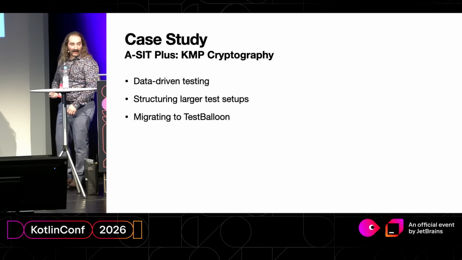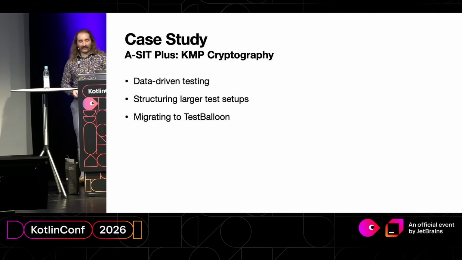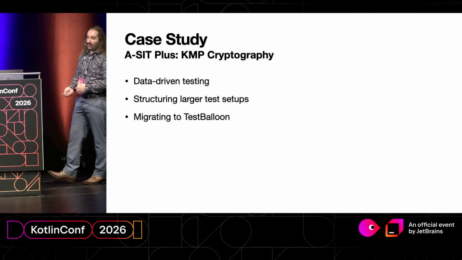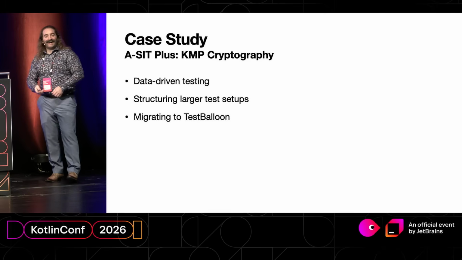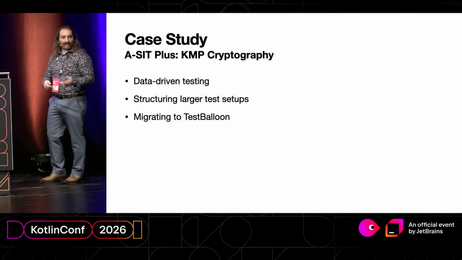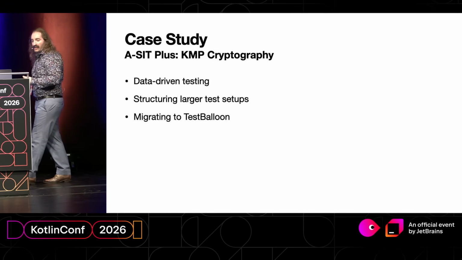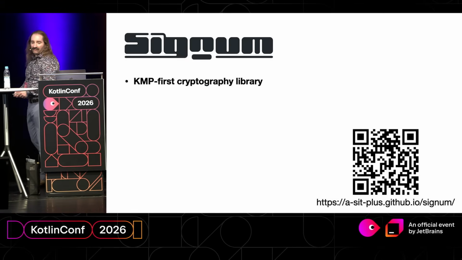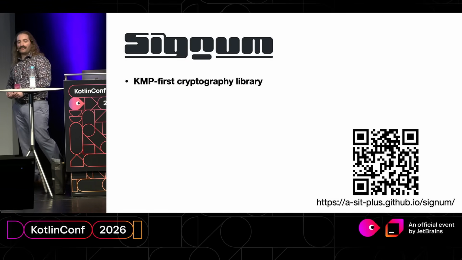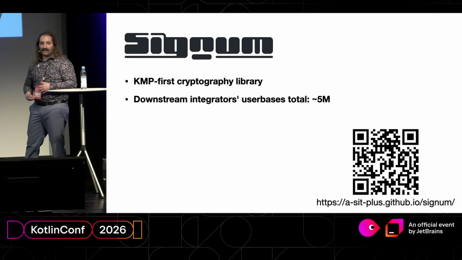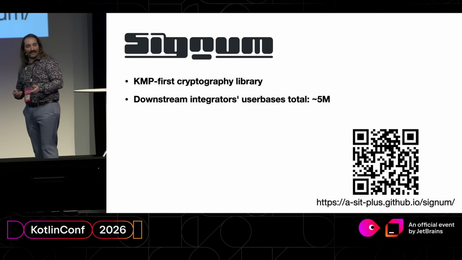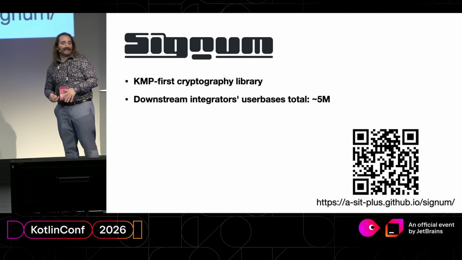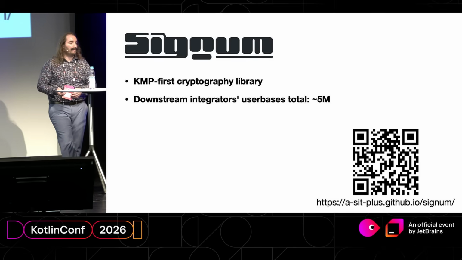So I'm Bernd. I work for A-SIT Plus, and we have been doing Kotlin Multiplatform in production for 5 years now, which means that, thanks, we have experience and we have opinions. And today I will be talking about Signum. This is our Kotlin Multiplatform-first cryptography library. It has some downstream integrators with large usage numbers. And this is not about bragging, but this will become important for context later on.